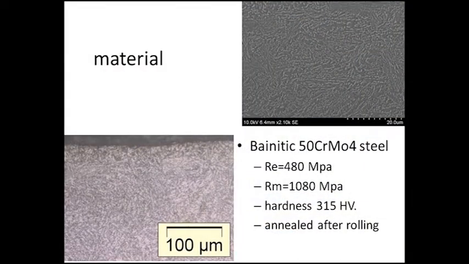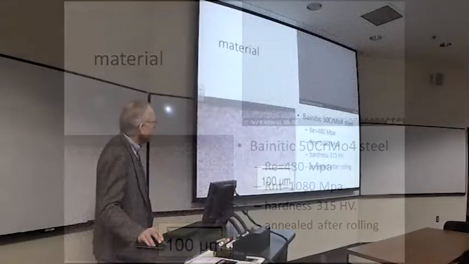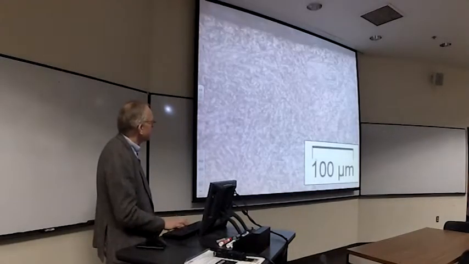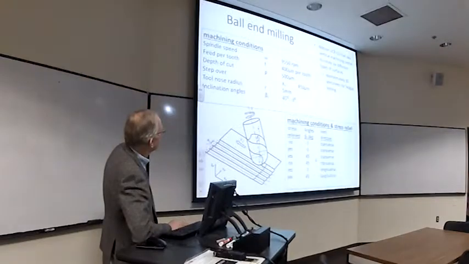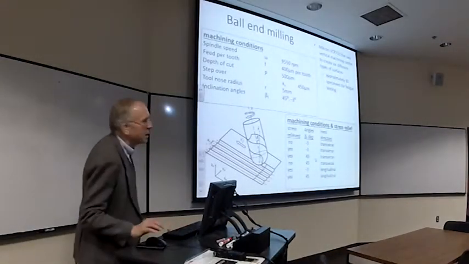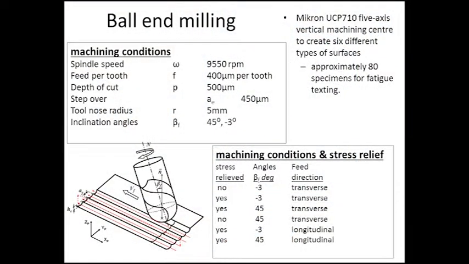So here's the material. It's a Benedict steel, and there's the strength and the hardness. And it was annealed after rolling, and some of these were stress relieved after machining. So you can see some of the microstructure there. The machining was done by ball end milling. And so here are the machining conditions.